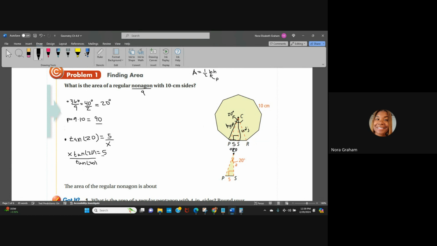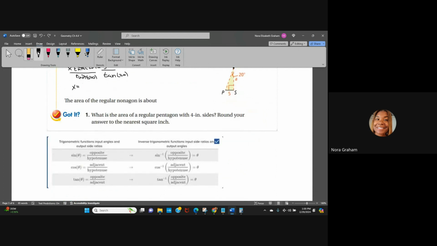You can skip through this part if you already understand how to do the algebra here. I just get a lot of students who forget how to do this when trig is involved. Okay, 20. That means these cross out. Now your X is isolated and you have X equals 5 over tan 20. Okay.